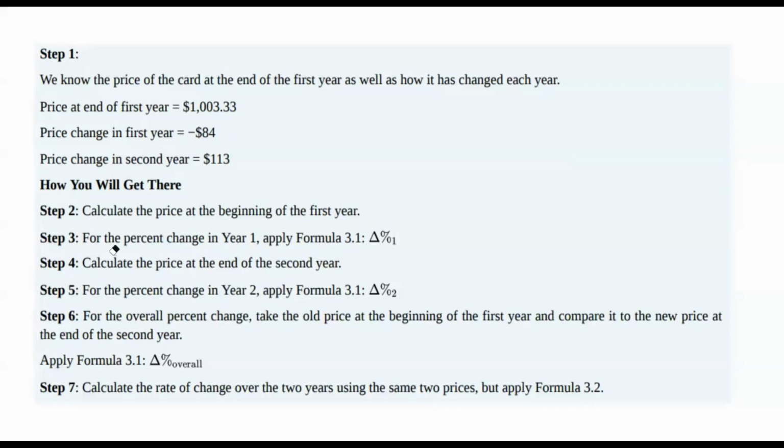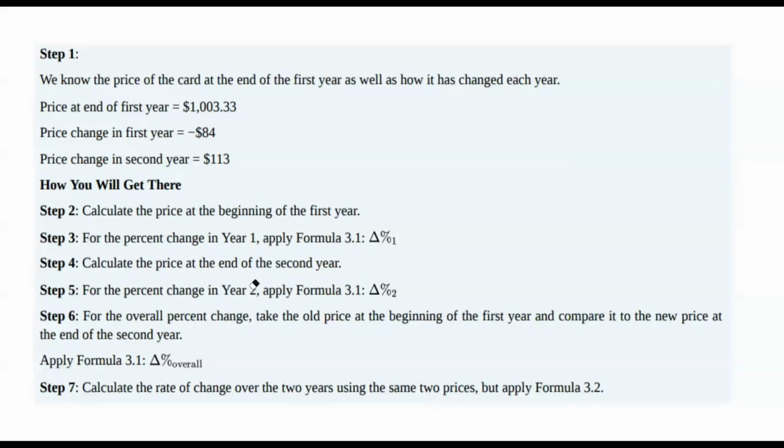Then they ask you for the percent change in year one. I told you, we apply the old formula. Shouldn't be hard. Then they say calculate the price at the end of the second year. Well, you know what it is at the end of the first year. Add on the 113. That'll give you the price at the end of the second year. Very easy. And then for the percent change, again, we use that same old formula: new minus old over old, multiplied by 100%.